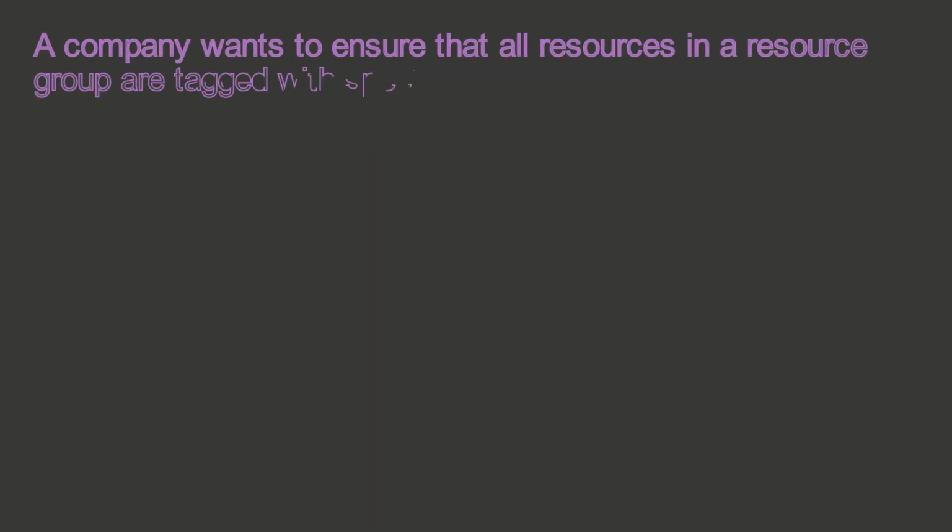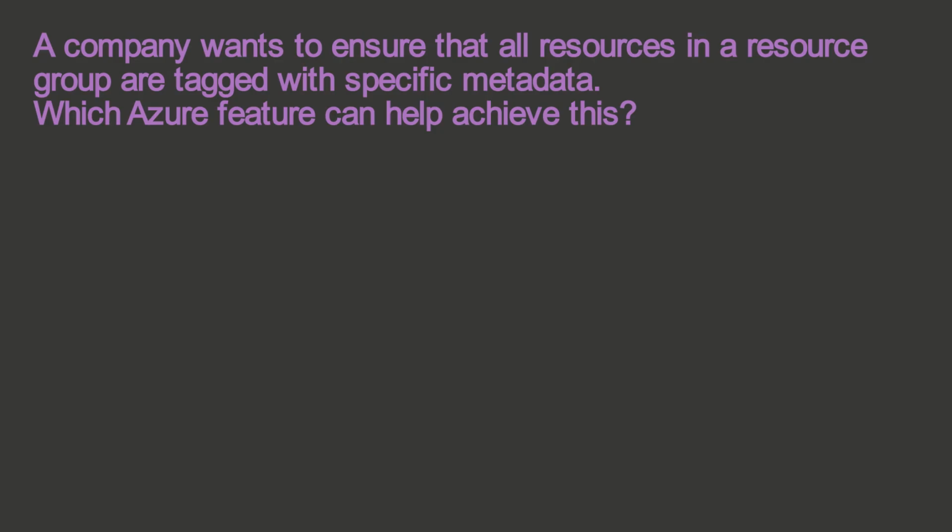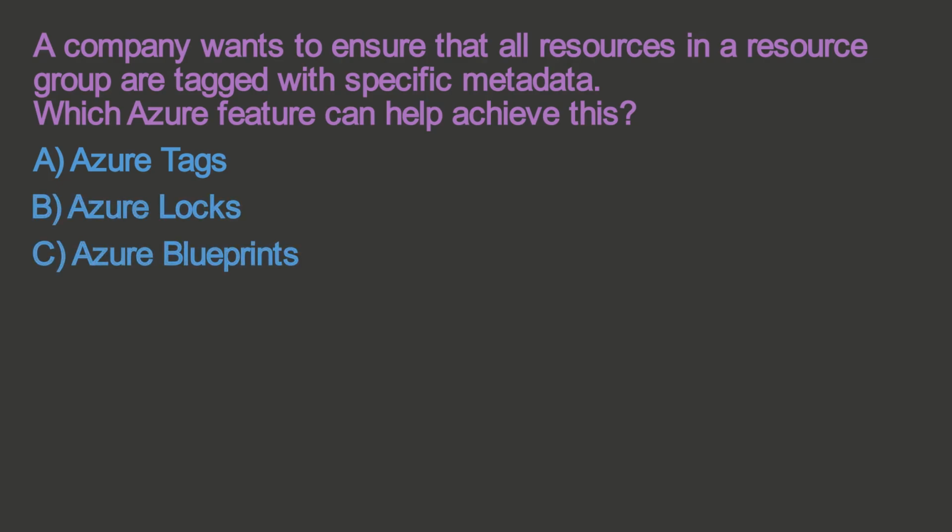A company wants to ensure that all resources in a resource group are tagged with specific metadata. Which Azure feature can help achieve this? A. Azure Tags. B. Azure Locks. C. Azure Blueprints. D. Azure Cost Management.